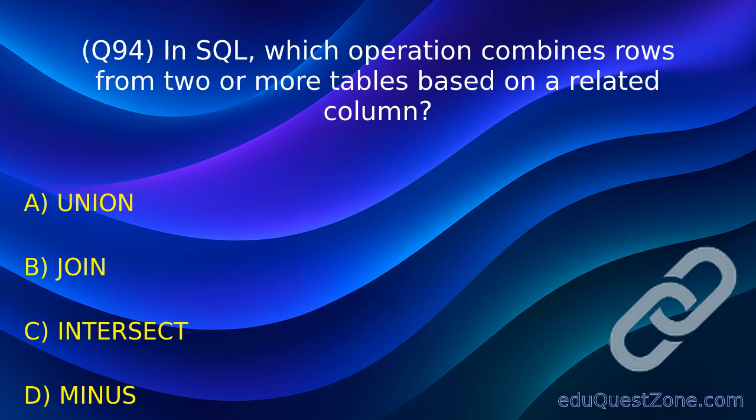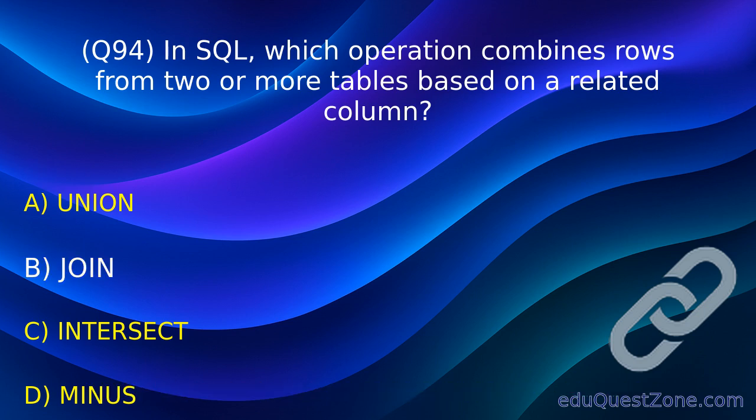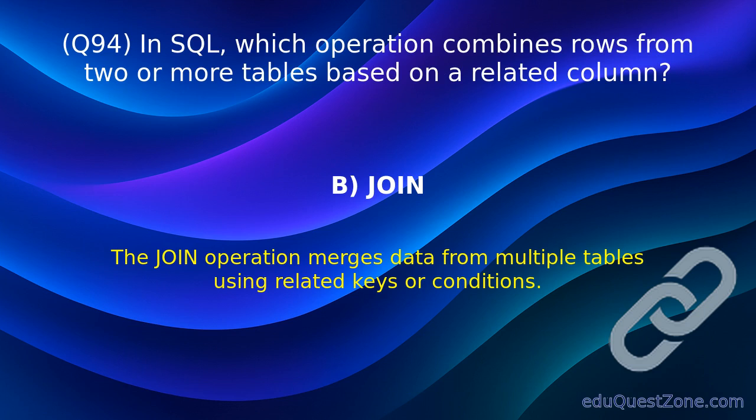Question number 94. In SQL, which operation combines rows from two or more tables based on a related column? Option B. Join. Join combines data from two or more tables using a common column.